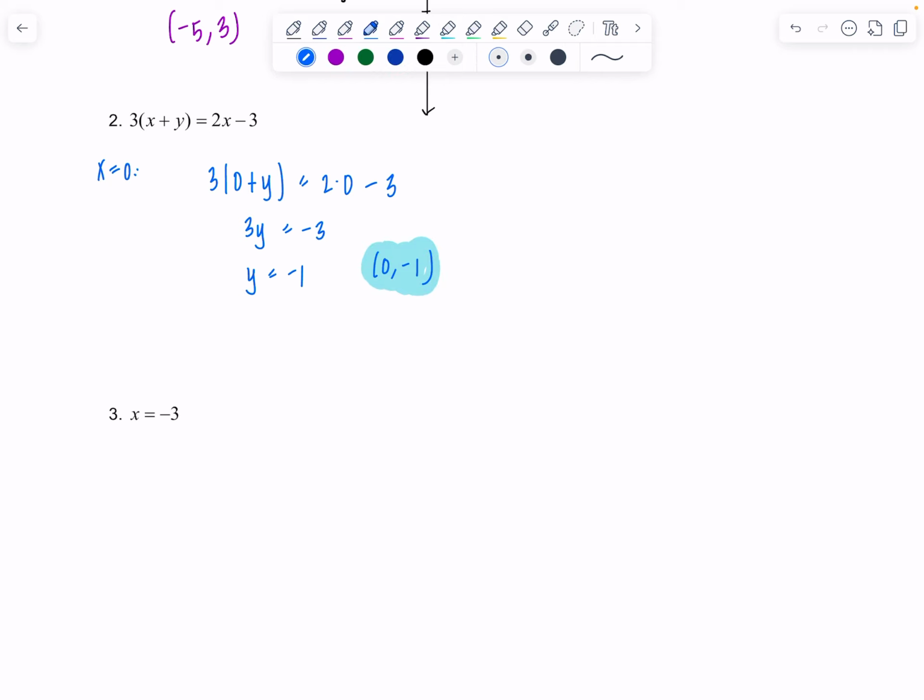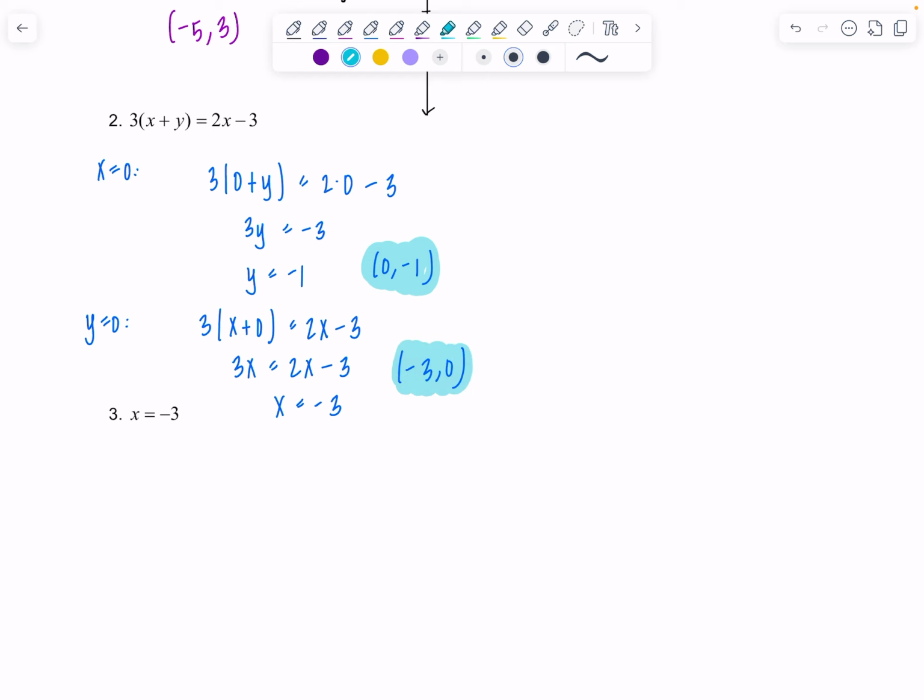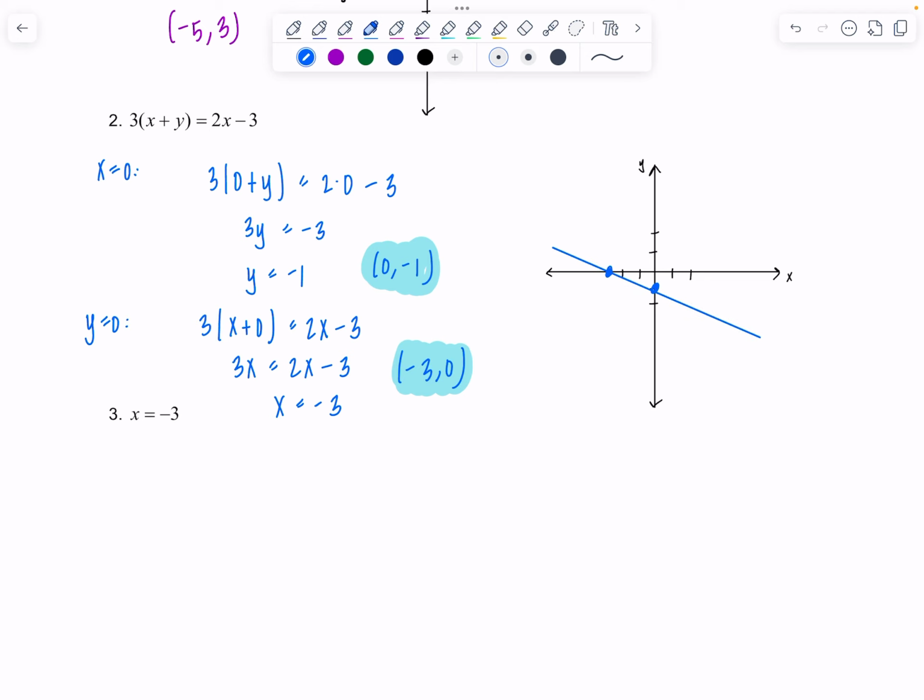Okay, do it again. Let's just let y be 0. That sounds nice. So 3 times x plus 0 equals 2x minus 3. So 3x equals 2x minus 3. That means x is -3. So now I have the point -3, 0. Okay, perfect. With those 2 points, we can draw our line. So 0, -3, that's right here. And then -3, 0, that's here. And away we go. Don't forget to put arrows on the endpoints to show that the line extends forever. It's incorrect if you don't.